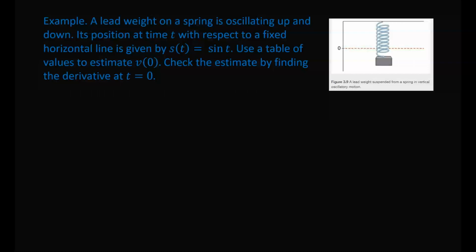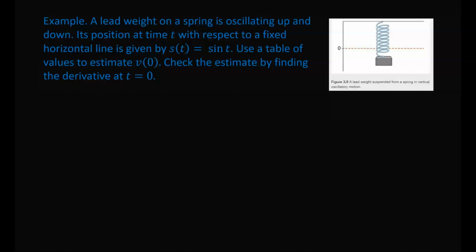Okay, in this example, we have a lead weight attached to a spring. So if you look at the picture here, there's your lead weight attached to the spring. And the spring is oscillating up and down. Its position at time t with respect to a fixed horizontal line, and that's the red dotted line in the picture, is given by s of t equals sine of t.